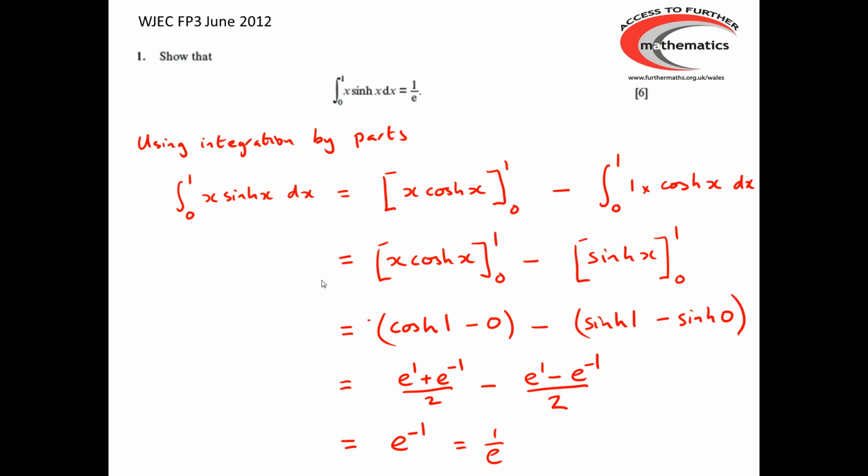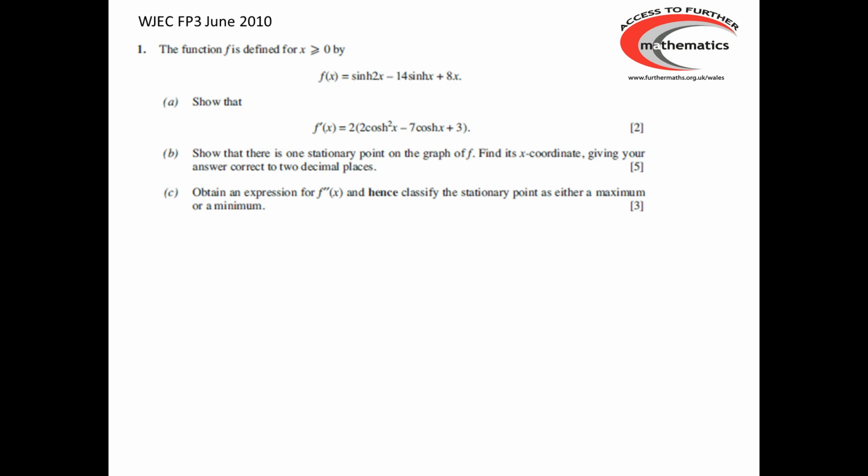So let's move on to our final example, which comes from the 2010 paper, where we are considering the function f of x equals sine 2x minus 14 sine x plus 8x for values of x greater than or equal to 0. So the first thing we're asked to do is consider f dash x, the derivative of f. So differentiating through, we can say that f dash x is going to be 2 cos 2x minus 14 cos x plus 8.